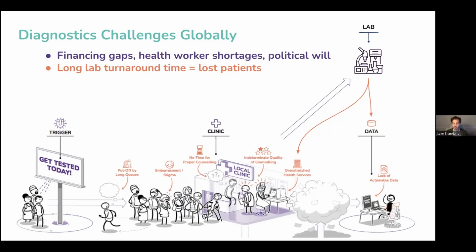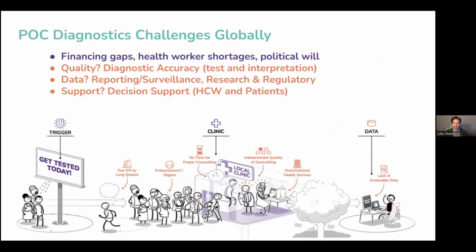One of the big trends we've seen over the last 20 or 30 years is that at least one of the problems we can solve is long lab turnaround times. When blood samples have to go to Johannesburg or Nairobi or Ottawa, or patients have to go there to get diagnostics done, you lose a lot of patients, and you have a lot of problems. So one of the things we can do is move from the central lab to the point of care, to the clinic, to the pharmacy, even into the home.